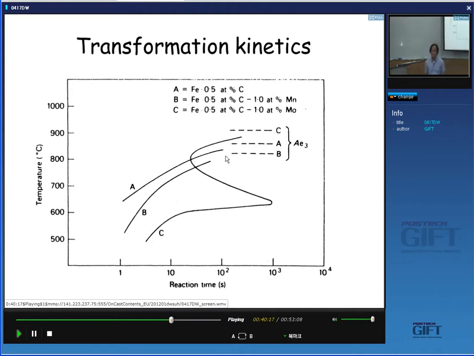Usually, the texture of the material can be controlled by cold rolling and annealing. So the intensity of the 111 plane not only depends on the concentration of solute, but also on the reduction of the cold rolling and the annealing temperature. Okay?